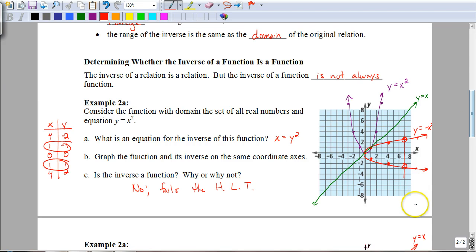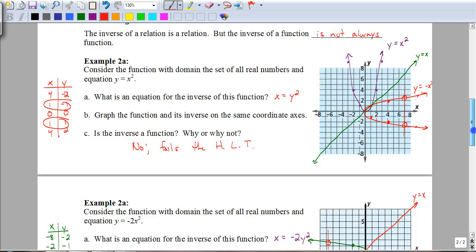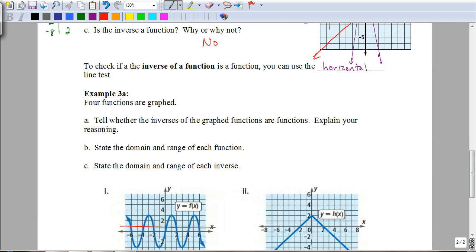Now, we use the vertical line test when we're looking at a specific graph to see if that graph is a function. Now, to save us some time to see if the inverse is a function, we're going to use the horizontal line test. Okay, this is really important. A horizontal line test is used to see if the graph that we're not looking at is a function.